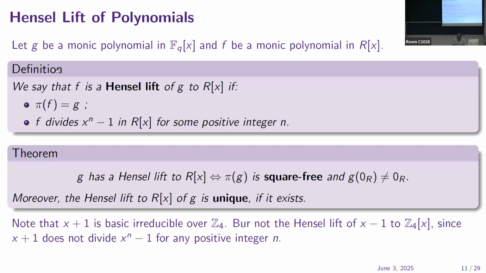Definition: we establish the concept of Hensel lift. This f, that is a lifting of J, is called a Hensel lift if f divides some x^n - 1 over R. You see that this is important for the circle.